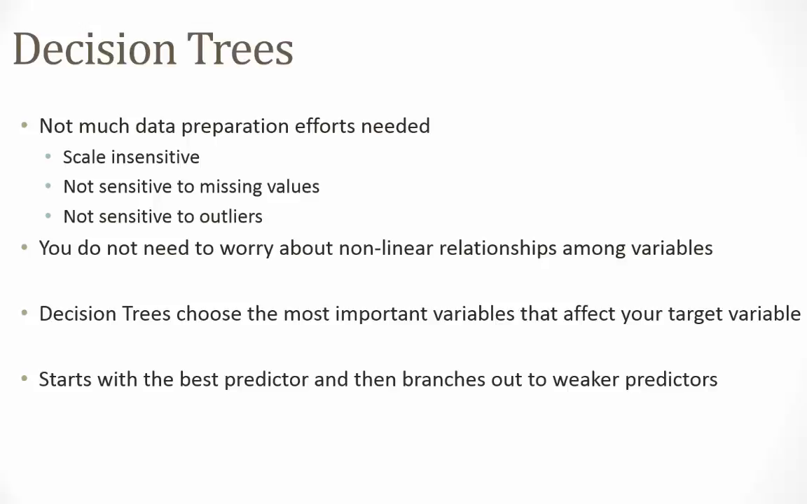Another advantage of decision trees is that it is really helpful in feature selection, in selecting those variables that affect your outcome, your target variable, the most. It starts with the one that affects your target variable the most and then expands on others that are less important but still contribute to your target variable. So it starts with the strongest predictor and then branches out to weaker predictors. And it only includes variables that actually affect your target variable.